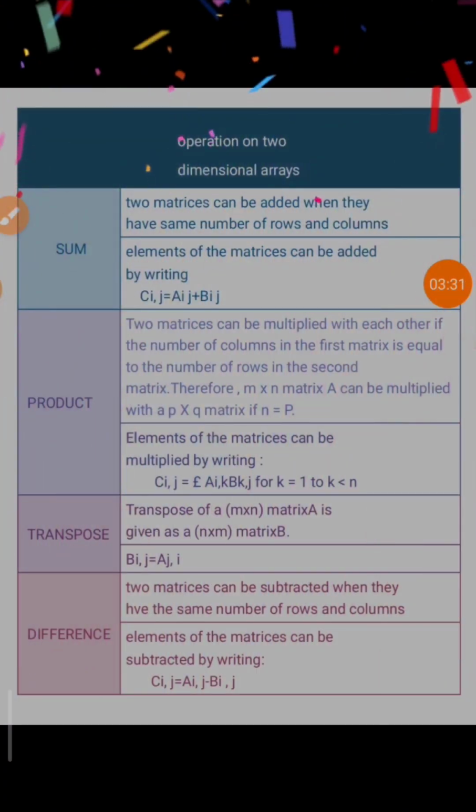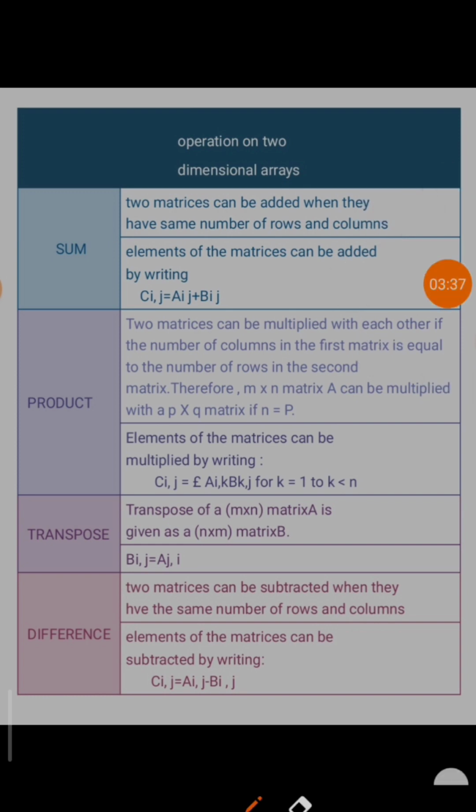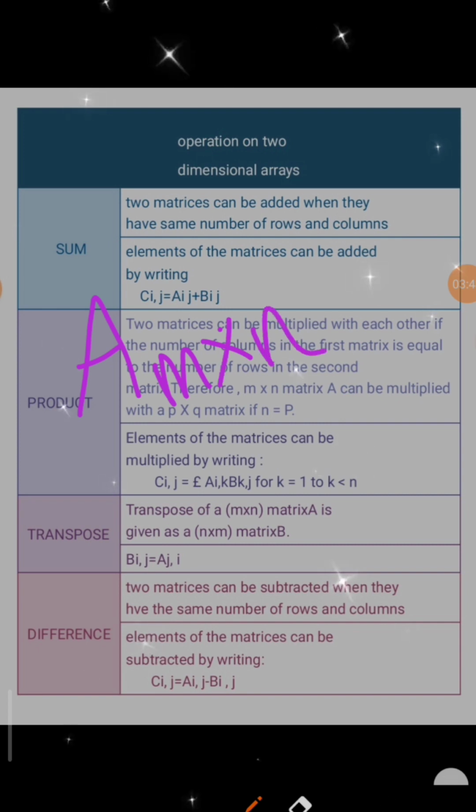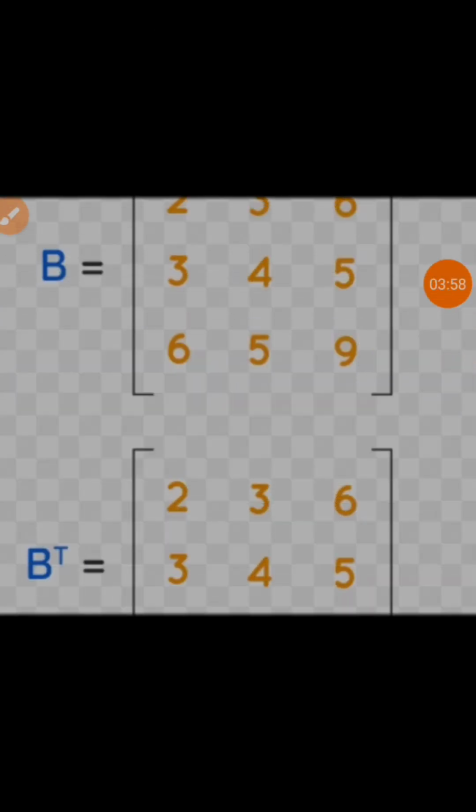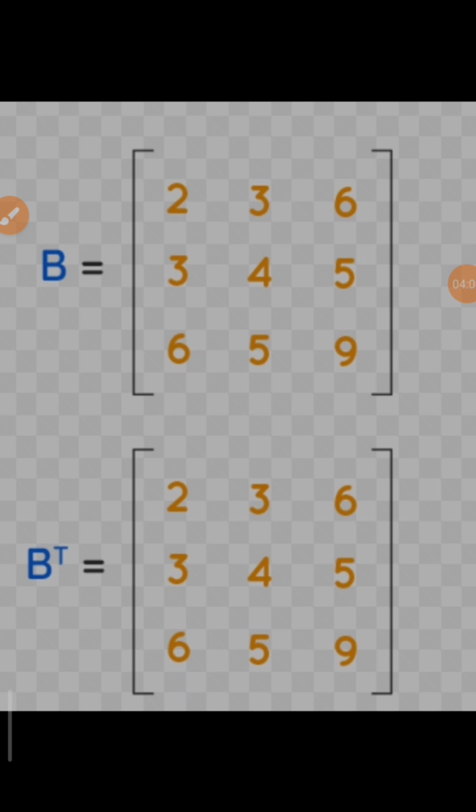And coming on to the transpose of a matrix, it is a very easy one. It's just the interchanging of the rows and columns. Let me say A is equal to M cross N. A transpose means you just interchange the columns into rows and rows into columns. Let me show you an example for the transpose. See here, they had given B is equal to 2, 3, 6, 3, 4, 5, 6, 5, 9. They are just interchanging for the B transpose, right? The rows are changing to columns and the columns are changing to rows.